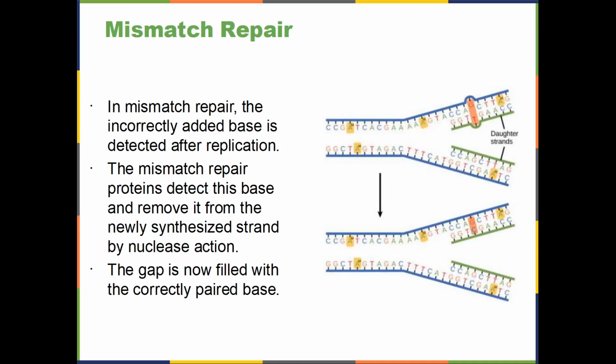This is important because a lot of times mutations don't have any effect, but sometimes they have effects that are essentially like, causes cancer, right? Right, so there's several mistakes made. Mismatch repair. So in mismatch repair, the incorrectly added base is detected after replication. The mismatch repair proteins detect the base and remove it from the newly synthesized strand by nuclease action. The gap is now filled with a correctly paired base.